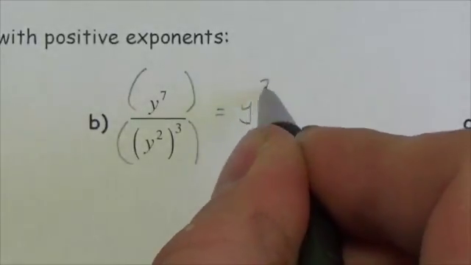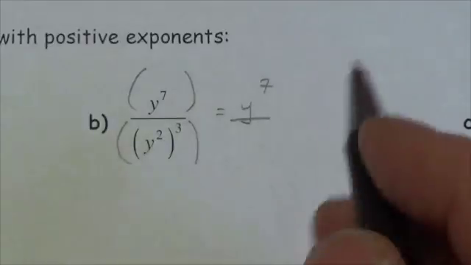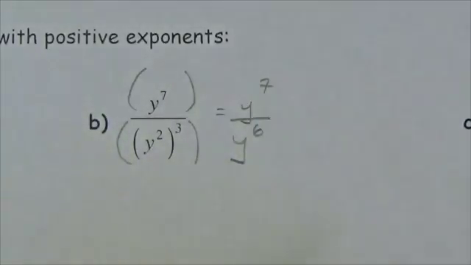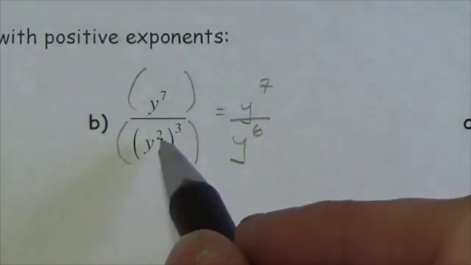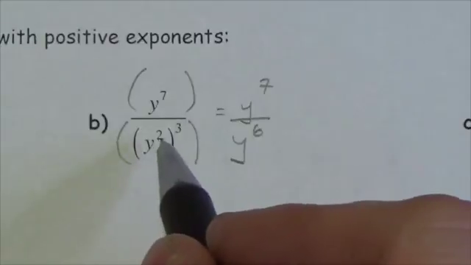So this will become y to the 7 over, well, I've got a power of a power, so I'm going to multiply the exponents together. So y squared cubed will be y to the 6th. Now remember, by the way, this isn't 2 to the 3. This is 2 times 3 because they're both in the exponent.